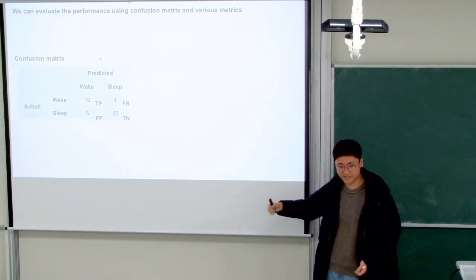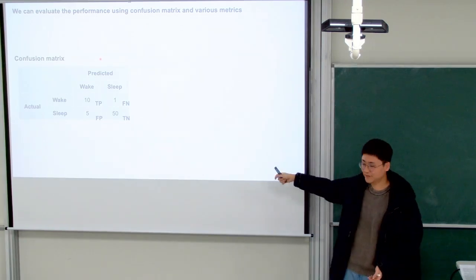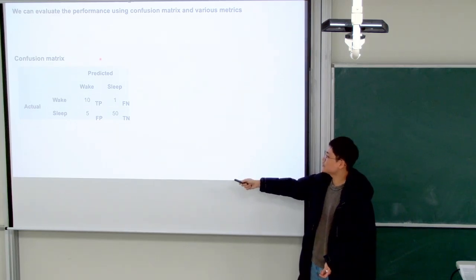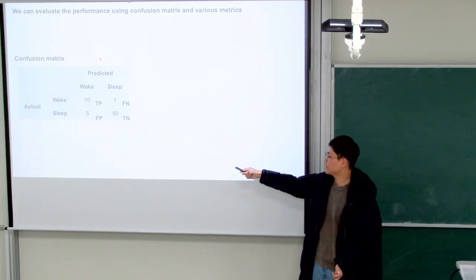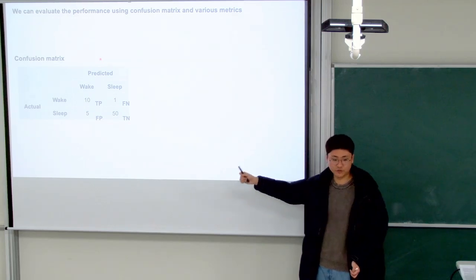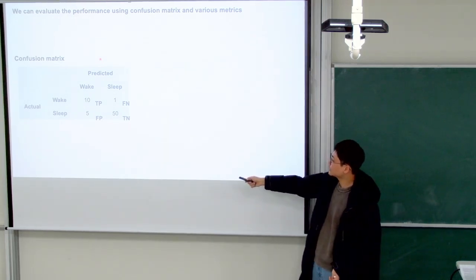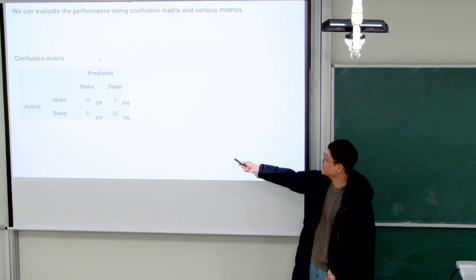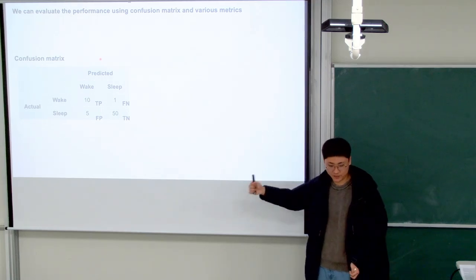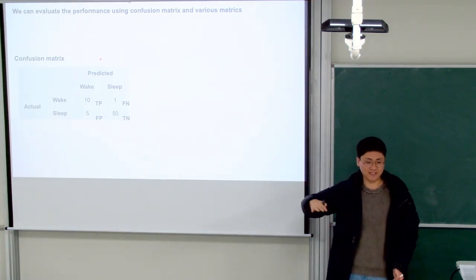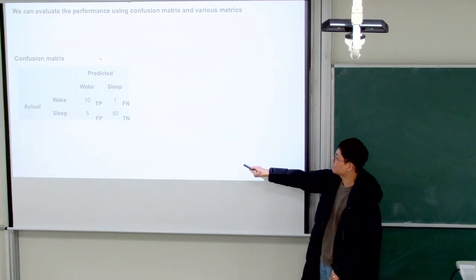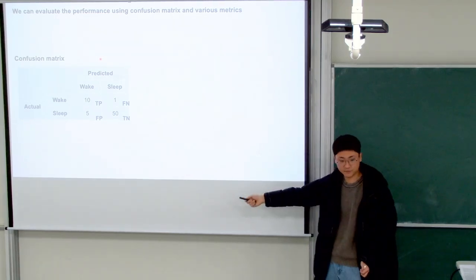So let's say that wake is positive, sleep is negative. So this is actually positive, and we predict this as a wake. So we call this true positive. In other words, we predicted it as a wake, but it was originally sleep. So we firstly predicted it as a positive. So that's why we call this false positive. In the same manner, false negative and true negative are determined.